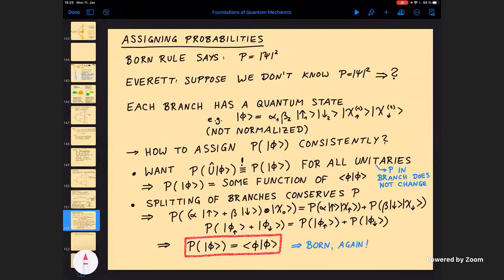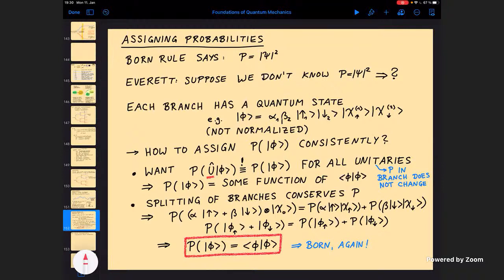So this is the first assumption, that we want, ideally, that if I apply some unitary operation on this wave function, for example, the time evolution, then the probability doesn't change. So for all possible unitaries, because I can't know what might be the time evolution, the probability should not change. The probability that I assign to the wave function should not change if I apply a unitary. So now, you may remember unitaries are somewhat analogous to rotations. Unitaries in Hilbert space are like rotations in Euclidean space.